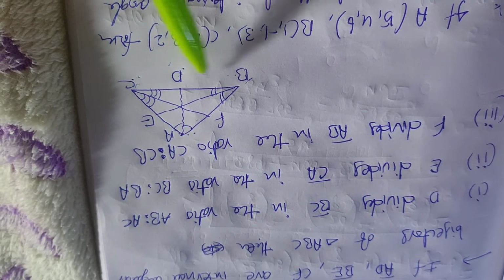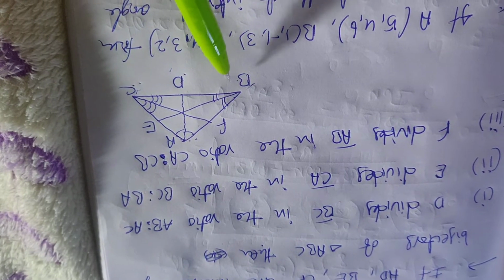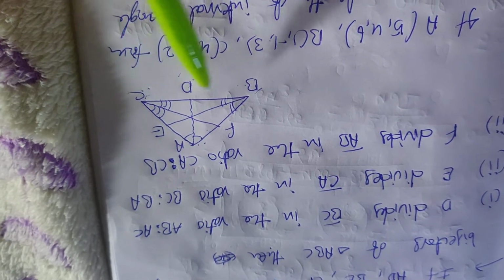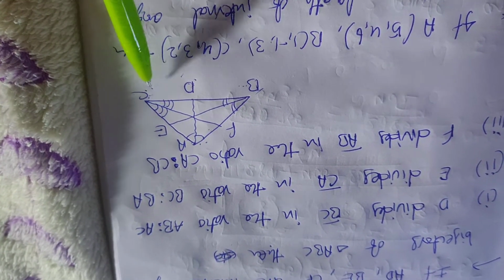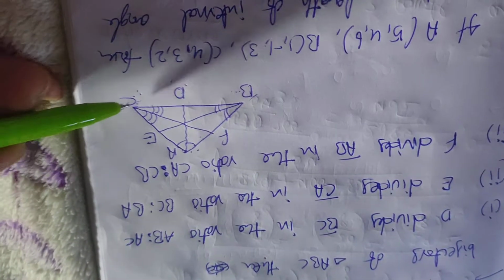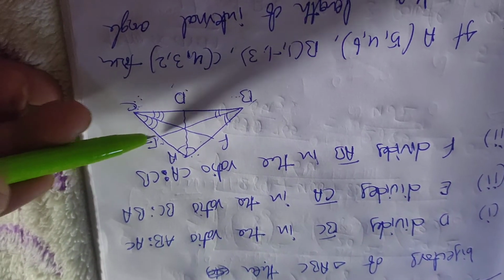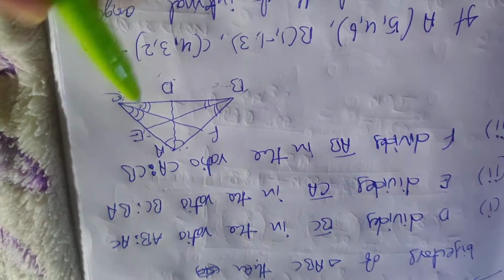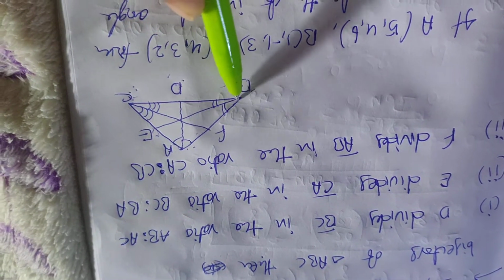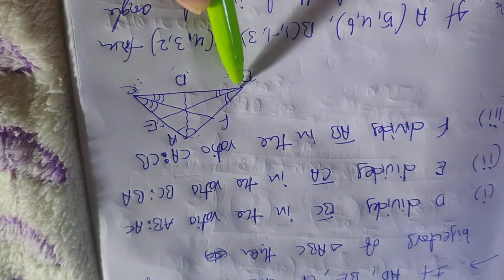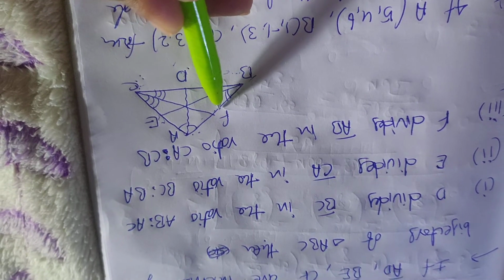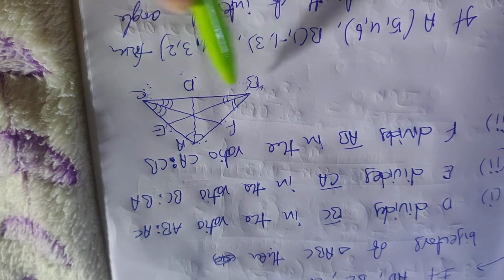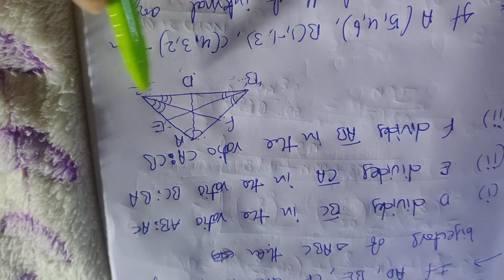For D, the left side is this part, the side AB, and for this part you take side AC. So BD is to DC is equal to AB is to AC. Similarly, CE is to EA equals BC is to AB, and for AF is to FB, that means F divides AB in the ratio AC is to BC, or CA is to CB.